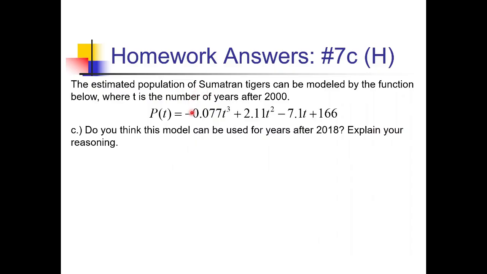So the issue here is because this is a negative odd function, the P of t function is going to be going to negative infinity as t goes to positive infinity. This thing goes down forever because it's a polynomial of this nature here. So for that reason, this is not a realistic model for all that long after 2018.